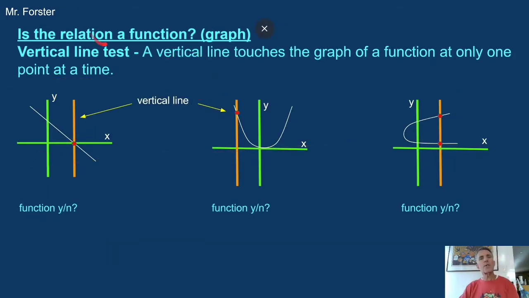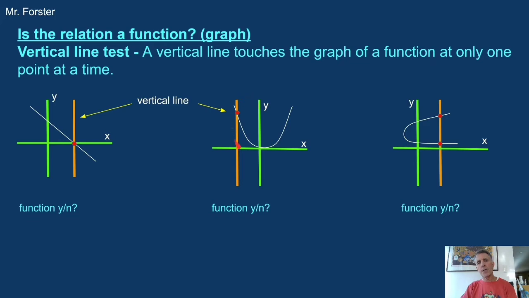How about is the relation a function on a graph? This is a pretty fun one. A vertical line test. A vertical line touches the graph of a function at only one point at a time. So here's a line. This is our graph, y equals mx plus b. And this vertical line touches that line at only one place. So it only touches it at one place.